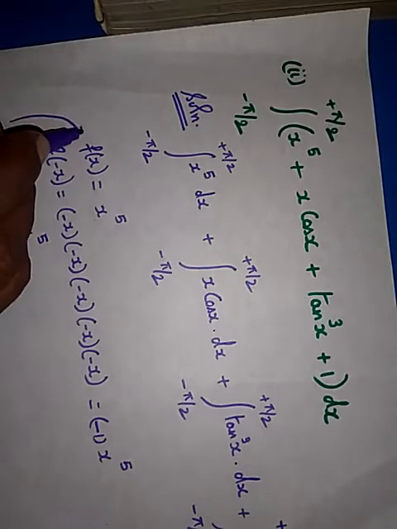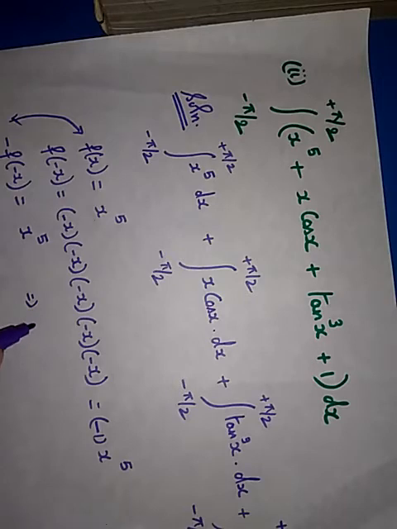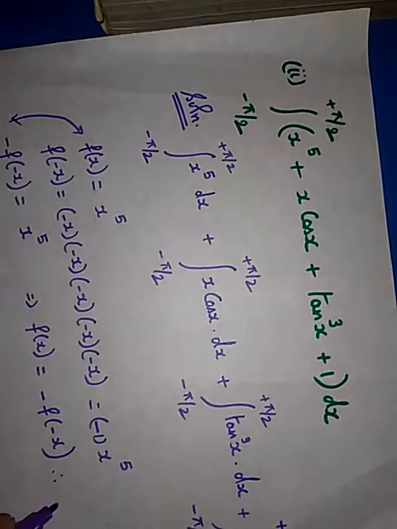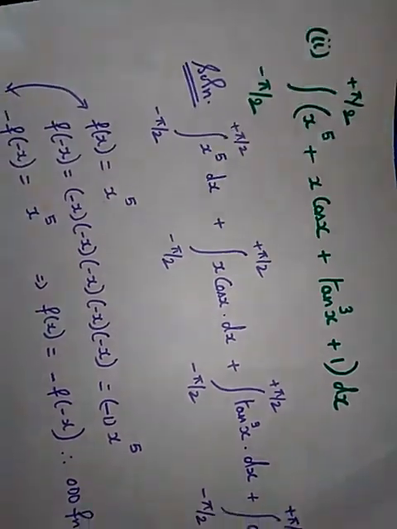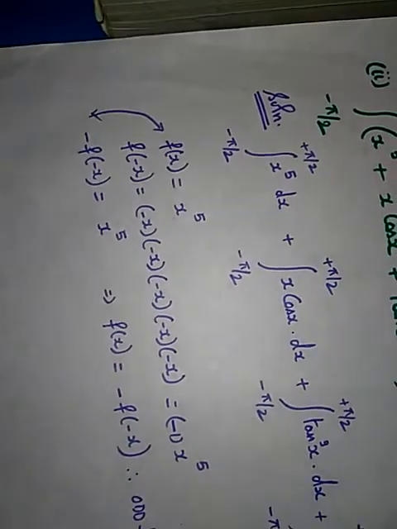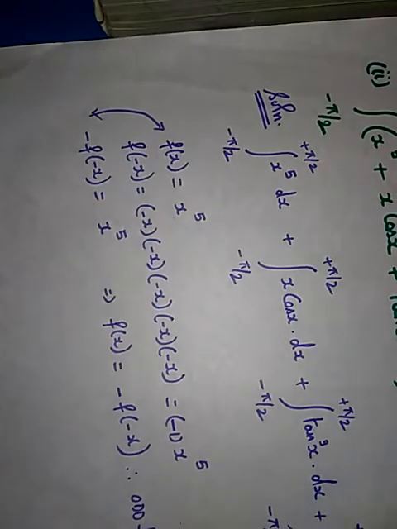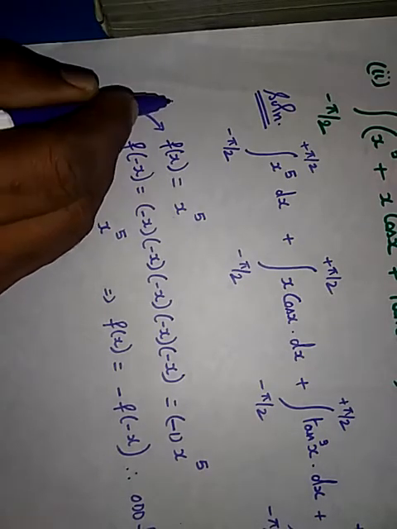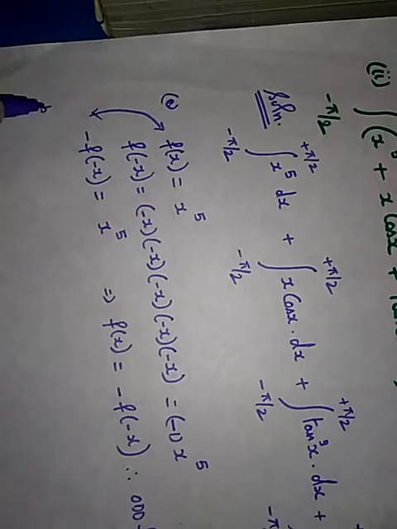Now comparing these two equations, this implies f of x is equal to minus f of minus x. Therefore the given function f of x is an odd function. Odd function. Next we will check for x cos x. So this is the first part, case A. Now we will see case B.